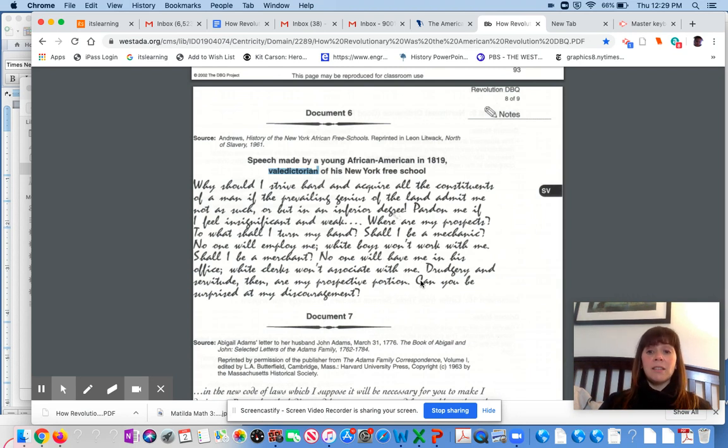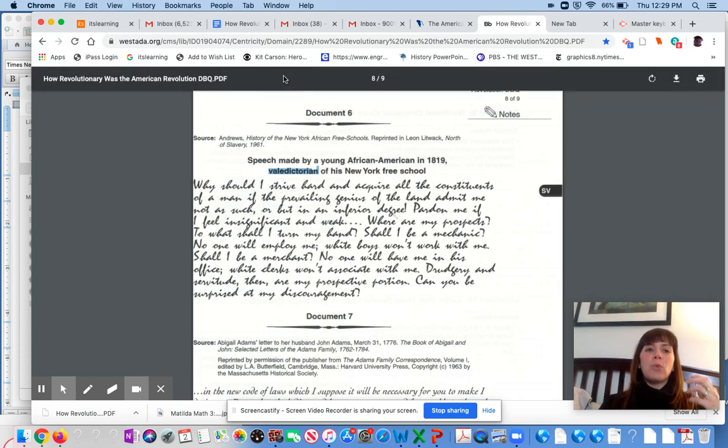Shall I be a mechanic? No one will employ me. White boys won't work with me. Shall I be a merchant? No one will have me in his office. White clerks won't associate with me. Drudgery, which means like bad work, and servitude then are my prospective portion. Can you be surprised at my discouragement? This is his speech he makes as a valedictorian.